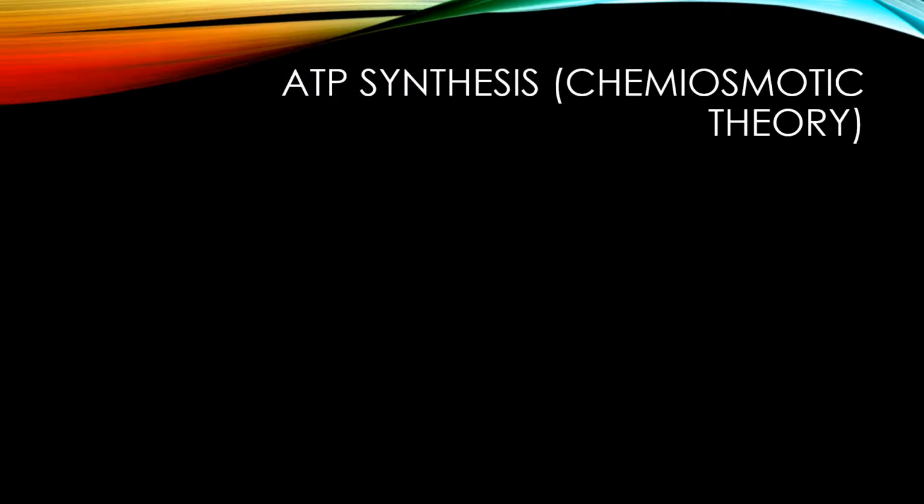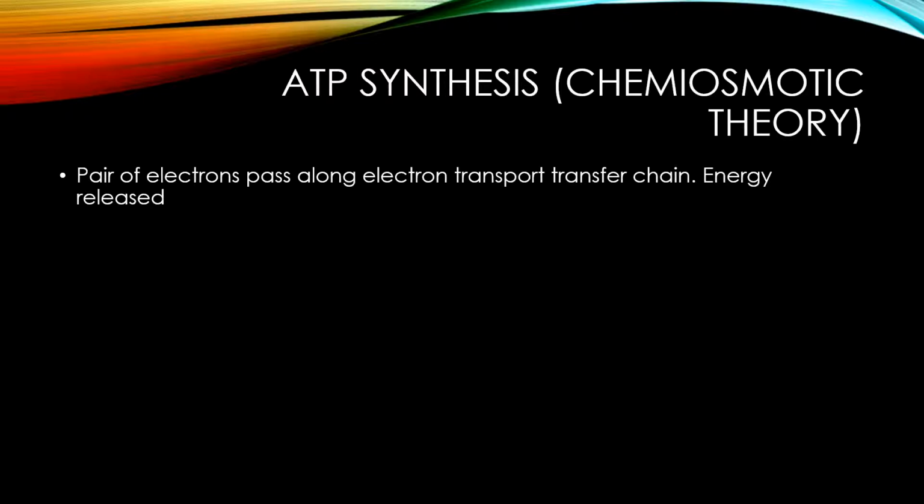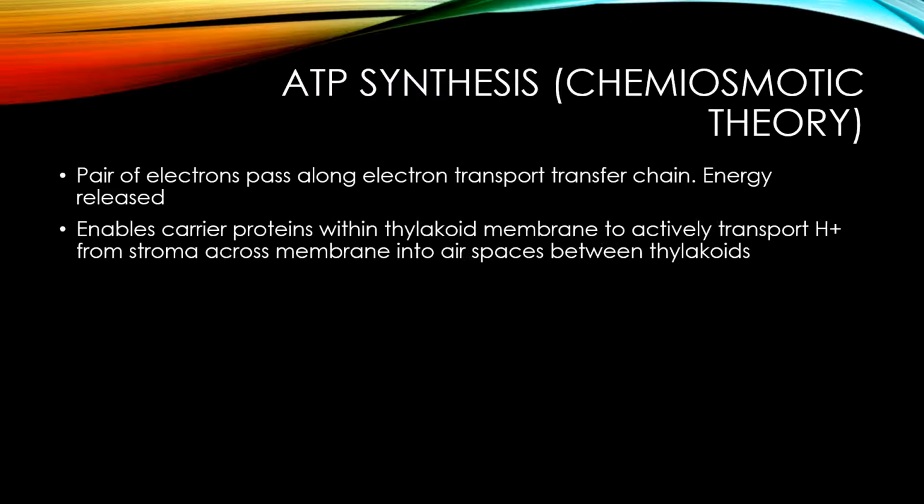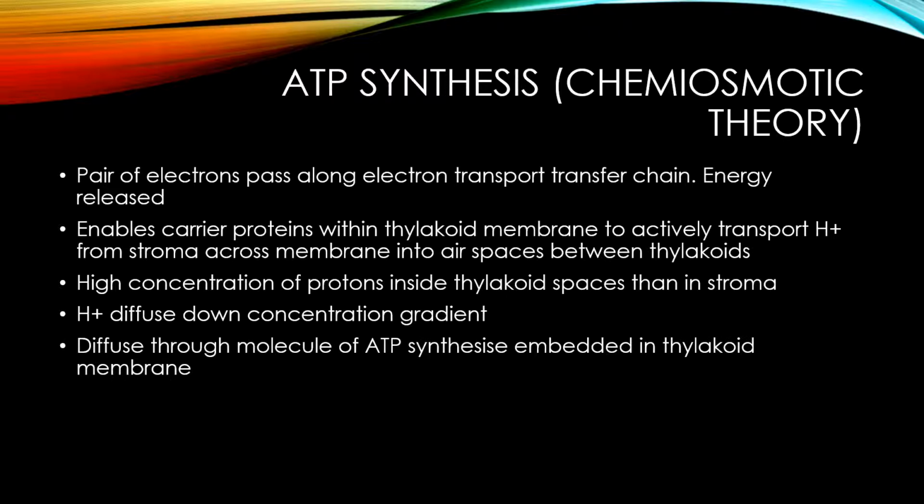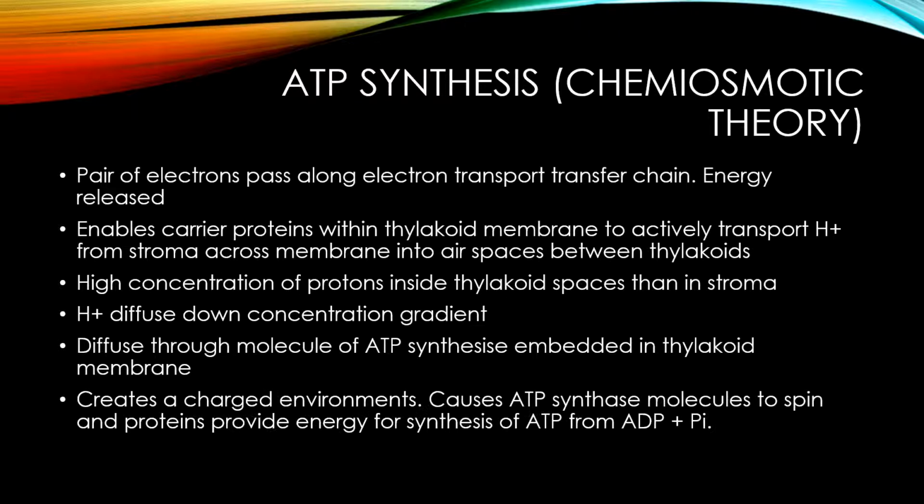ATP synthesis, also known as the chemiosmotic theory. A pair of electrons pass along the electron transfer chain and energy is released. This enables carrier proteins within the thylakoid membrane to actively transport hydrogen ions from the stroma across the membrane into the spaces between the thylakoids. There is a high concentration of protons inside the thylakoid compared to the stroma. This causes hydrogen ions to diffuse down the concentration gradient. As they diffuse through, a molecule of ATP is synthesized due to the enzymes being in the thylakoid membrane.